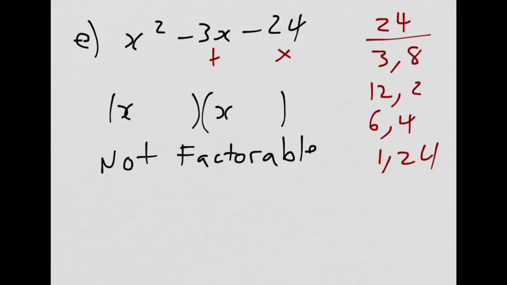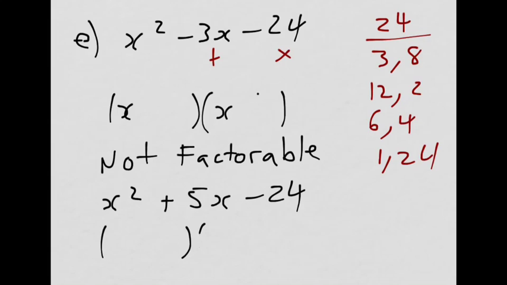What could you change that middle number to make it factorable? 2? 5? What else? 6? Not 6. No. I like the suggestion for 5. Let's do that. x squared plus 5x minus 24. What would that factor to?